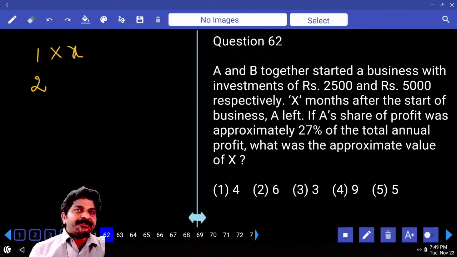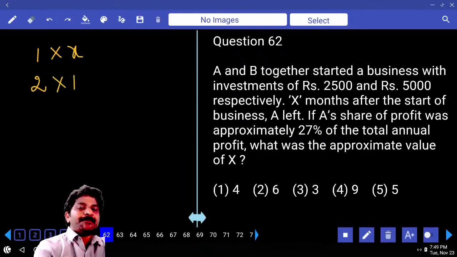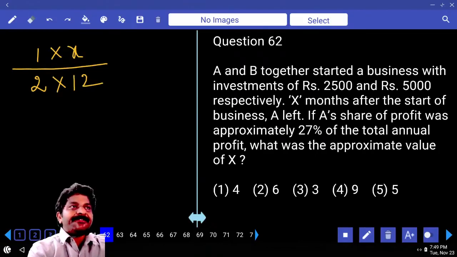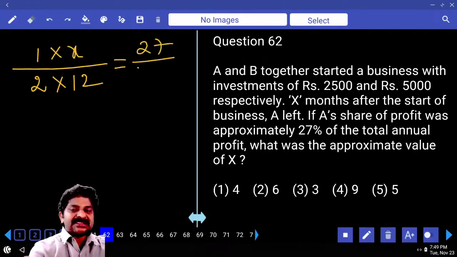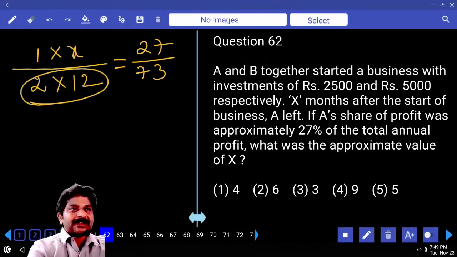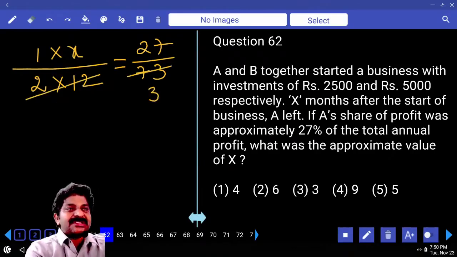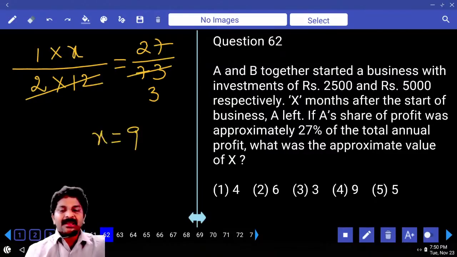Okay. Is there any information regarding B's time period? That means B is there for the total time period only. Profit of A by profit of B. If A gets 27, B gets the remaining 73 only. 2 into 12, how much is that? 24, and 73 approximately 3 times is 72. 27 by 3, that is equal to 9. X is equal to 9.